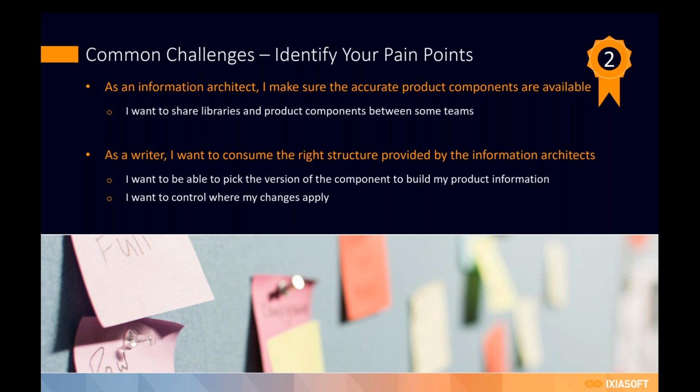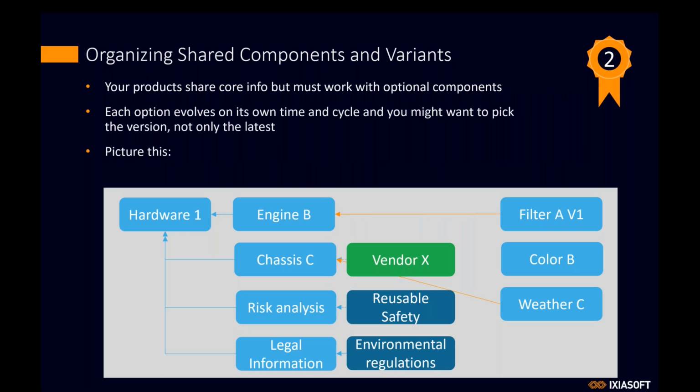And as a writer, I really would need to be able to pick the version of the component to build my product information. So really to have a choice here and to control where the changes apply. And we'll see that in the demonstration. So let's have an example here where we do have products that share core information, but must work with optional components. So each option can evolve on its own time, have different life cycles. And you might want to pick the versions, not only the latest.